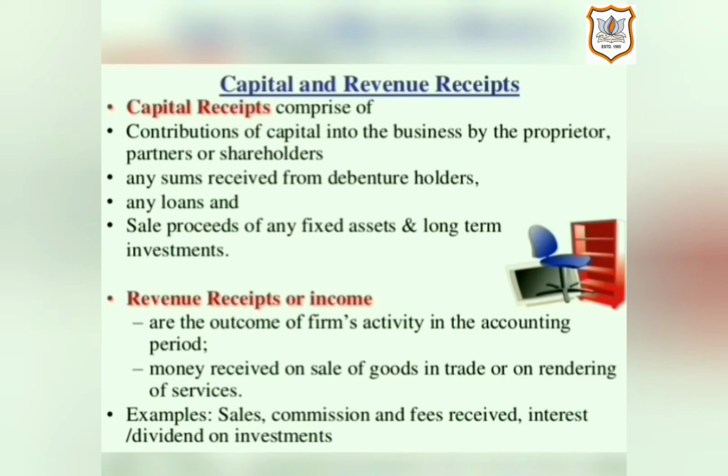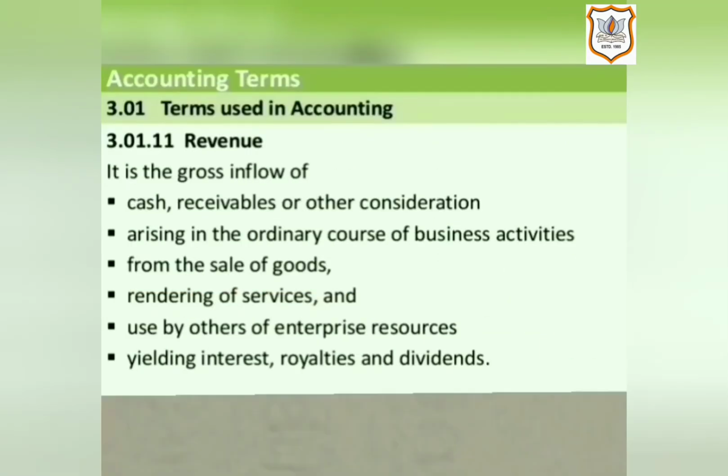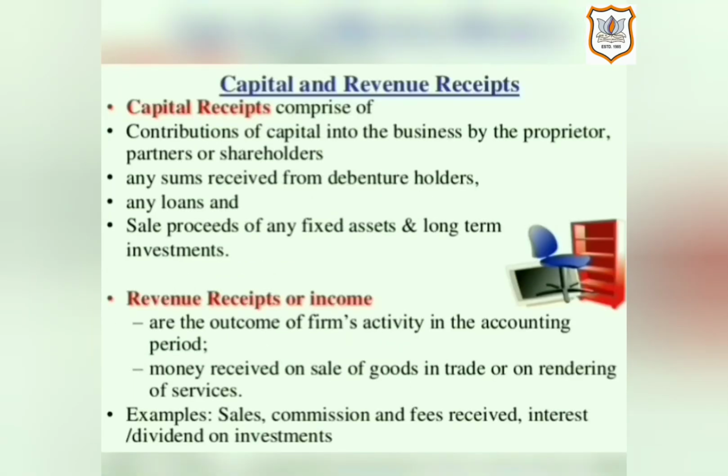The next category is revenue receipt. Revenue receipt is the amount received or receivable in the normal course of business, such as sale of goods and services made, where payment will be received within 1 year. Then interest received, then income of commission, etc. This kind of receipt arises frequently. Revenue receipt is also known as revenue income.